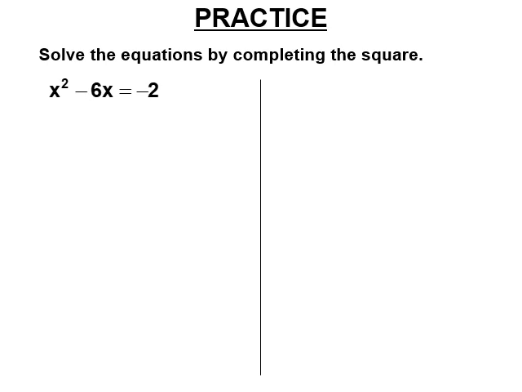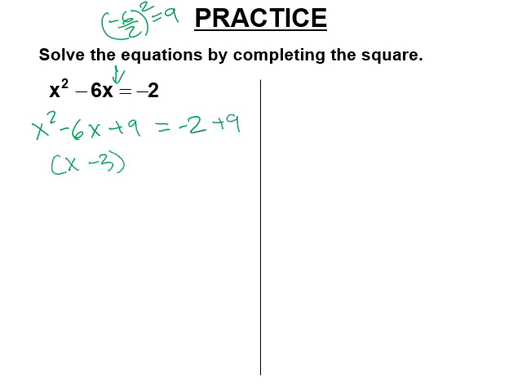This one, the constant is already missing. So all you have to do is rewrite it with a space. B is negative 6. Negative 6 divided by 2 is negative 3. Negative 3 squared is 9. So we're adding 9 to both sides. The factors there are x minus 3 and x minus 3. Negative 2 plus 9 is 7.